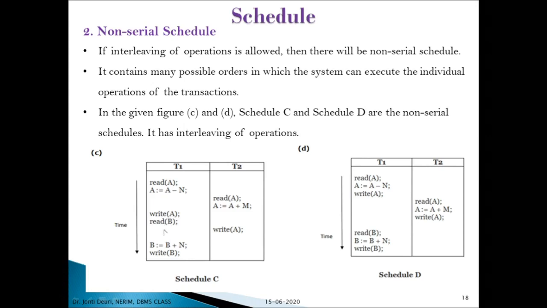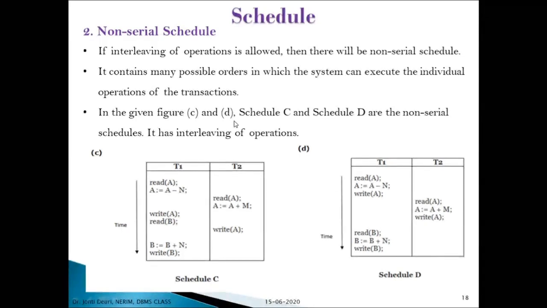We have read A and done A minus N. After that, we are reading A here. After that, A equals A plus M we have done. Then we have written A, right? Then read B is there again. We are reading B only, right? Then here you write A. So B equals B plus N. Then you have done write B also. Once you have done this, then for T2 transaction you have done this one. Again for T1 transaction, this operation you have done, right? So this is a non-serial schedule.